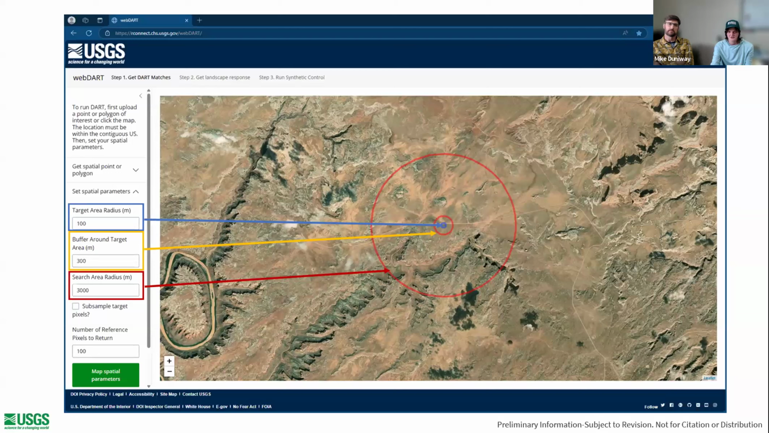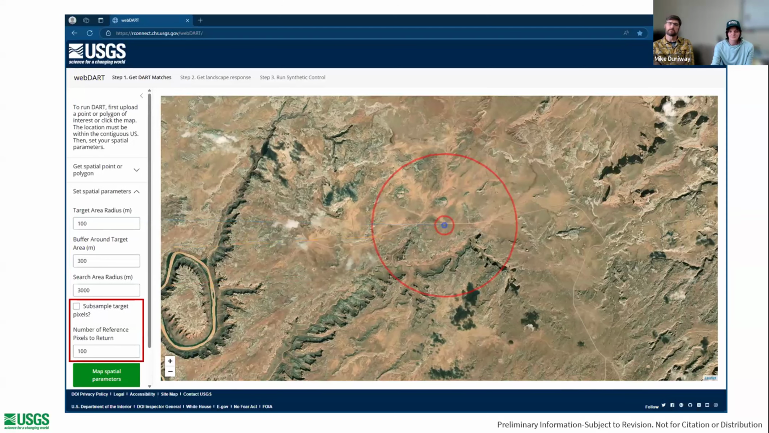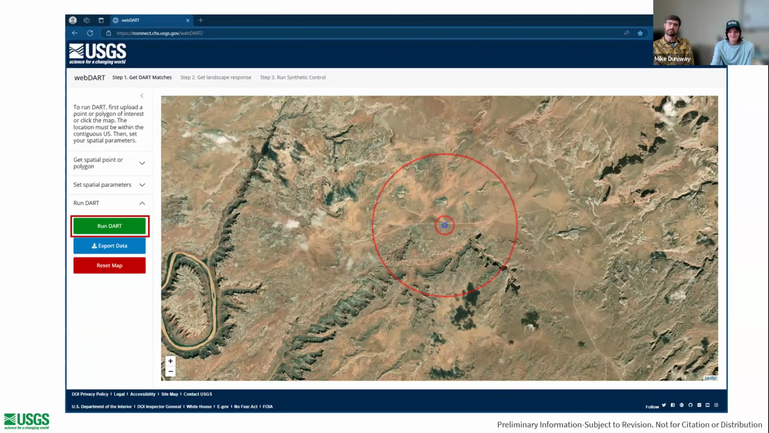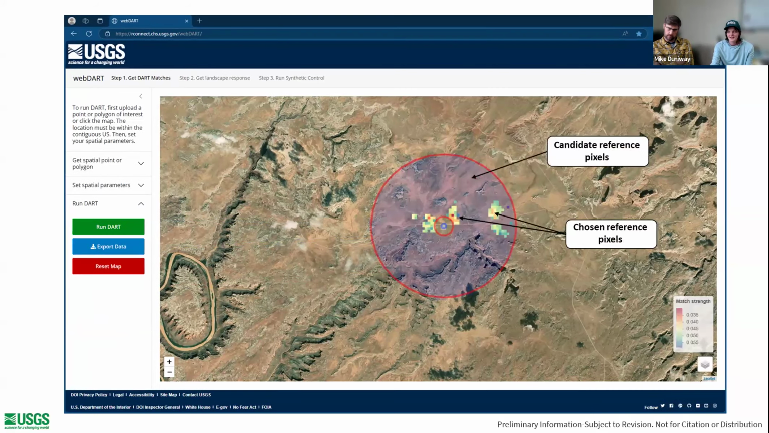You also define a buffer around that target area to keep good separation between those and the reference pixels. You can also subsample your target pixels in case you have a very large target area. And then you would also choose the number of reference pixels that you would be matching with each target pixel chosen. And once you've done that, you are ready to run DART.